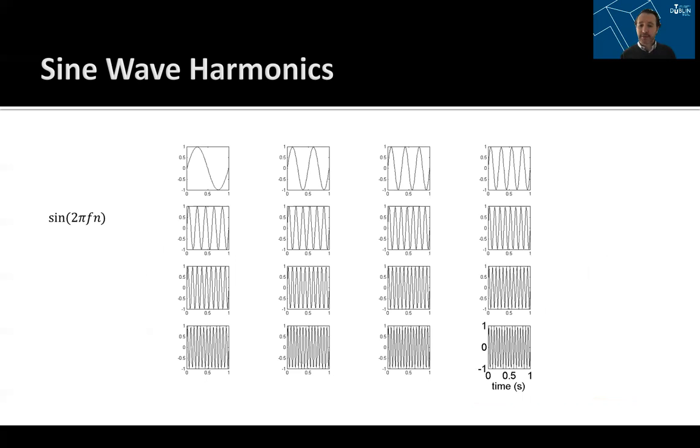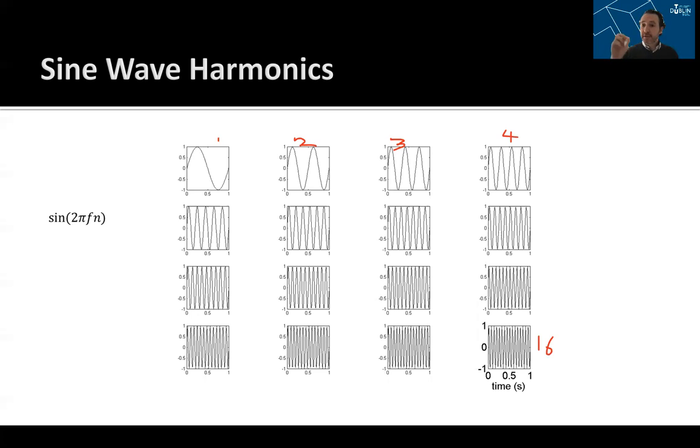And we use harmonics. The harmonic just says if you have 1 hertz, 2 hertz, 3, 4, all the way up to 16. So let's consider this example. Each of these are slightly different harmonics. And when you add them together, you can get a very different looking frequency.